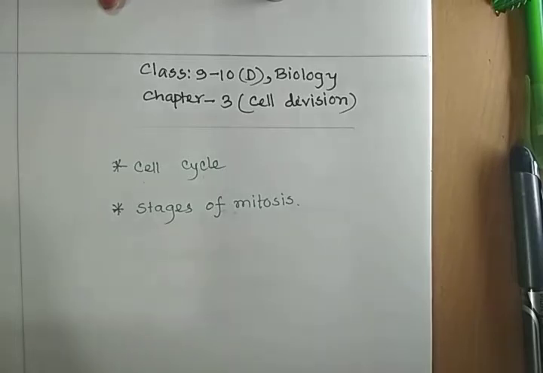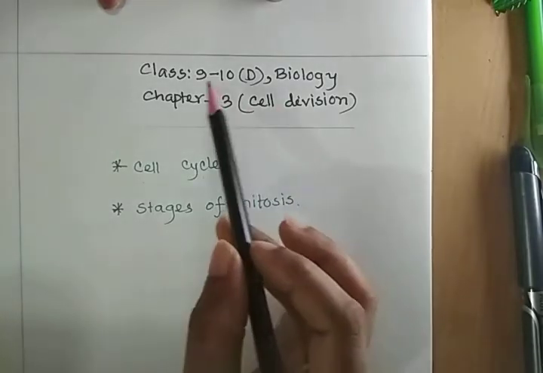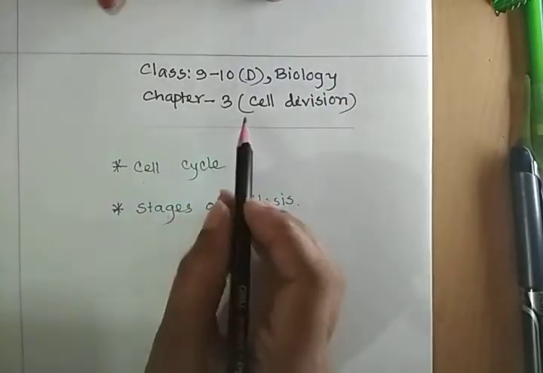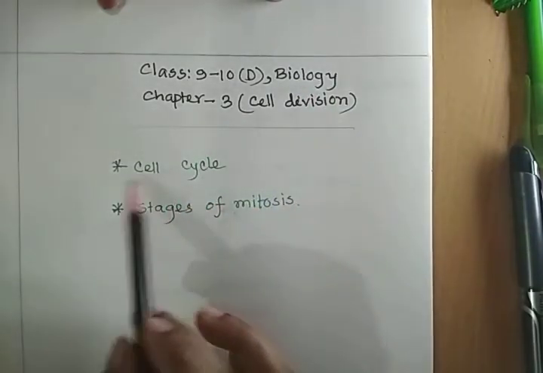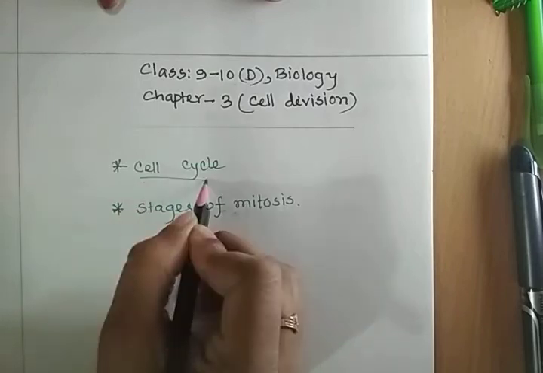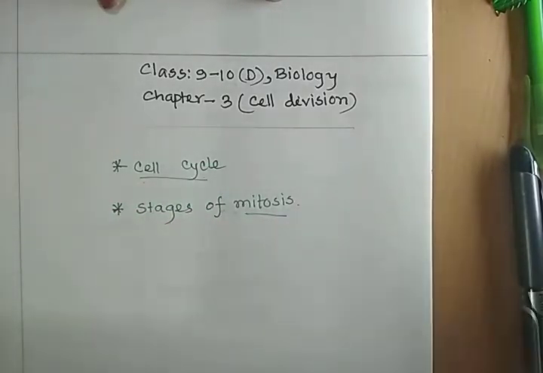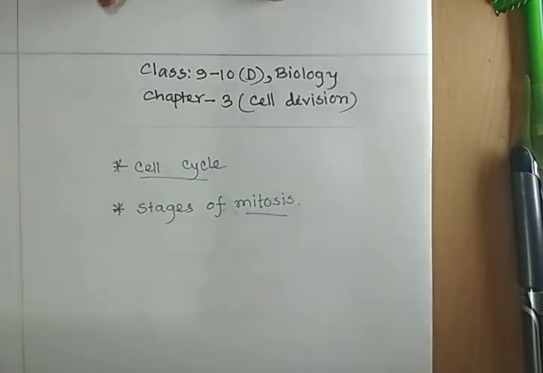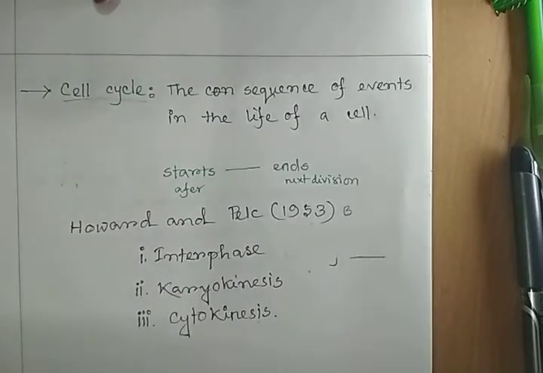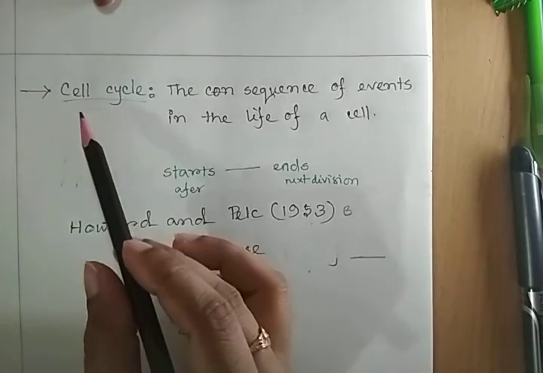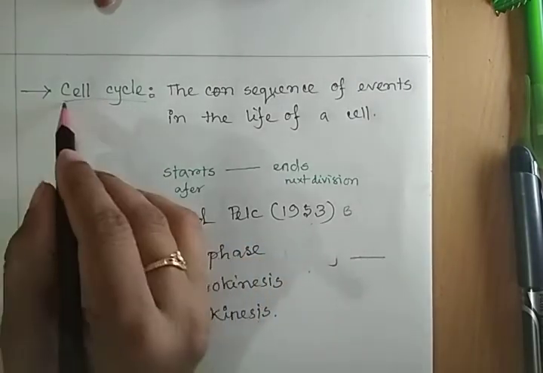Today I am going to prepare a class for 9-10 English version students, subject biology, chapter 3. In this class, I am going to discuss the cell cycle and then the stages of mitosis. Now we are going to discuss the cell cycle.